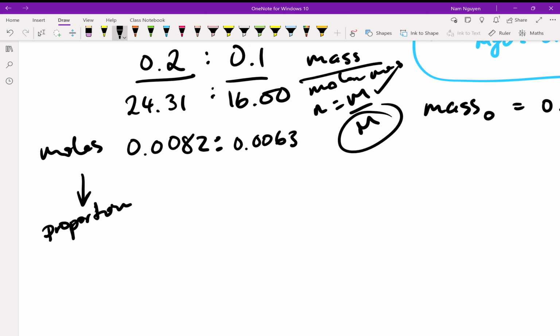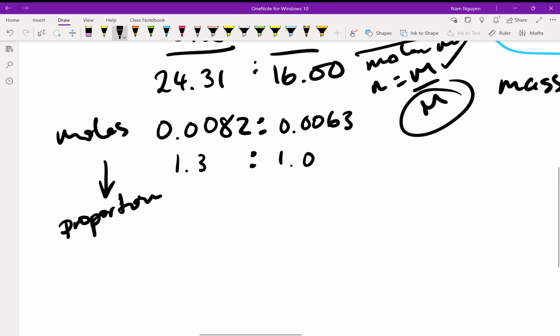Oh, awesome. All right. This here, 1.30 to 1. I just divided both of those numbers by the smallest number. Remember that when we did it on Monday? Yeah. Because it's the smallest. Alright.